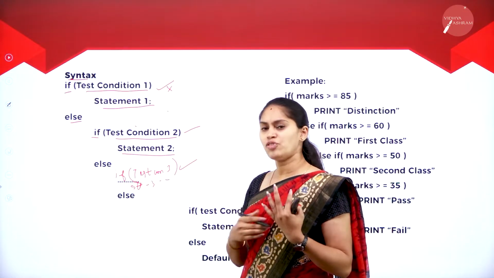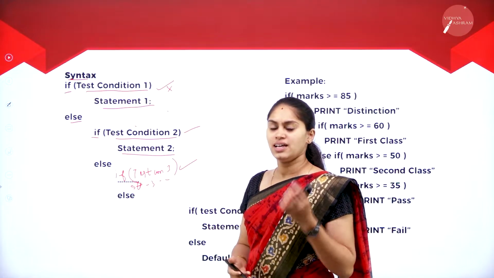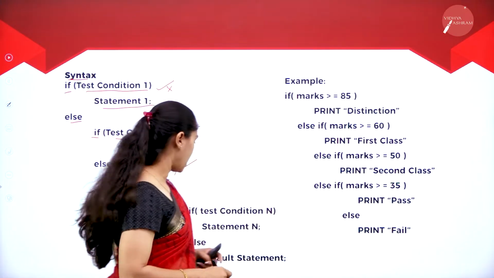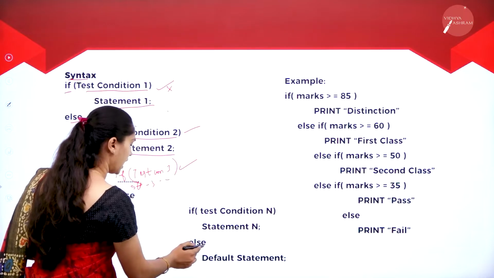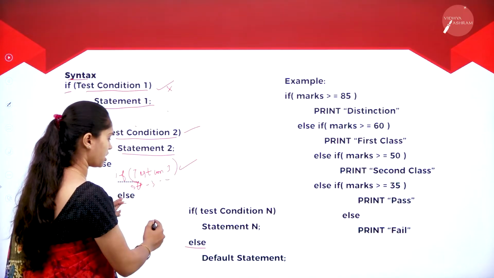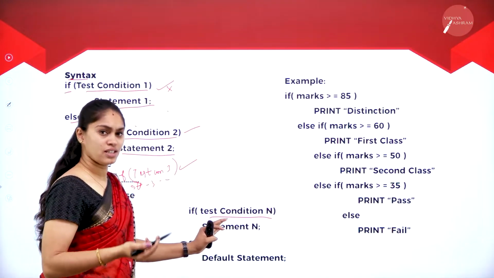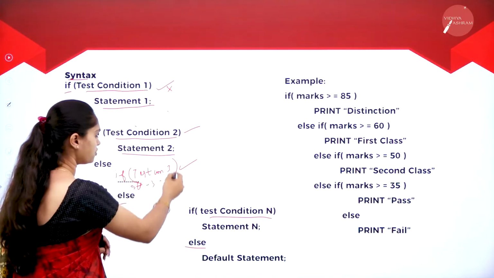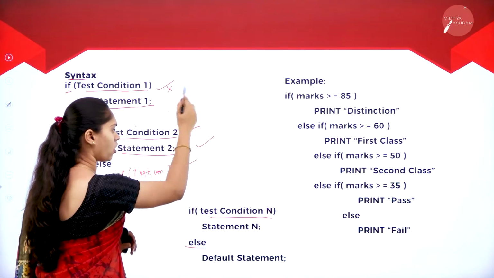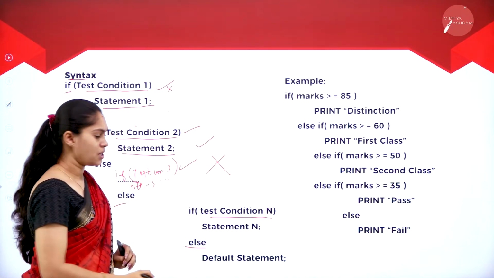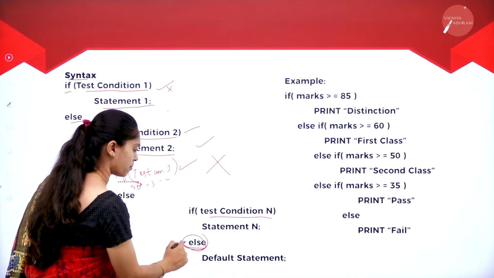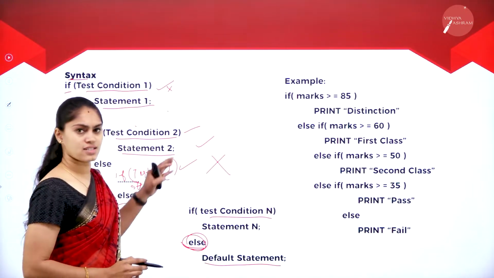So if all the test conditions become false, then we have a default statement. That is what we have as the else part. So here also we are going to check for n number of test conditions, and then it is going to have n number of statements. If none of the test conditions is true, or all the test conditions become false, then it is going to execute the else part. That is the default statement.